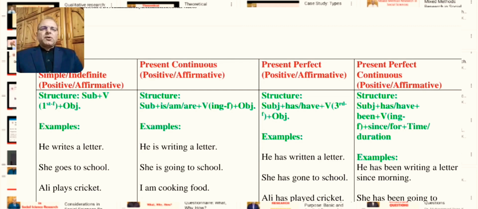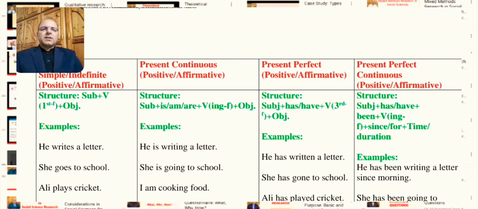The positive form of the present continuous, the structure is subject plus is, am, are plus verb ing form plus object. Remember that object is not essential in every sentence. So here are examples: he is writing a letter. Here he is the subject, is is the helping verb, writing is the ing form of the verb, and a letter is the object.